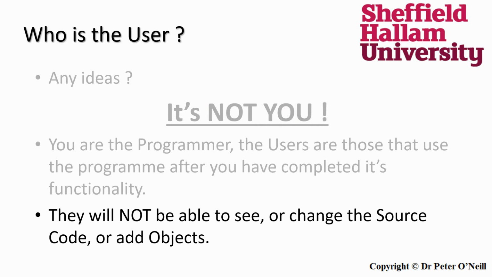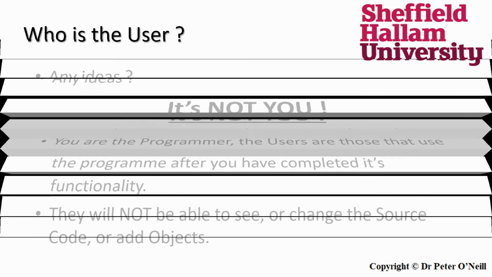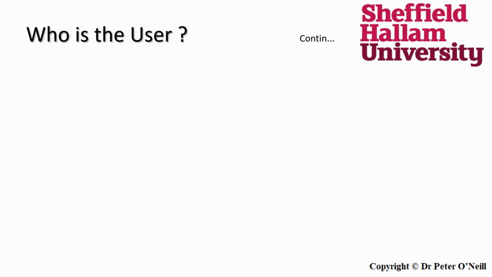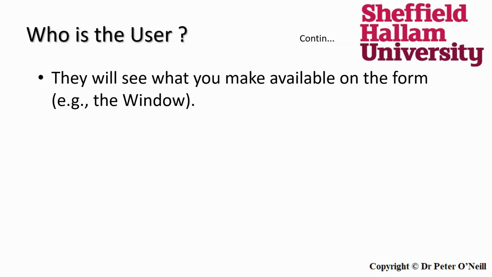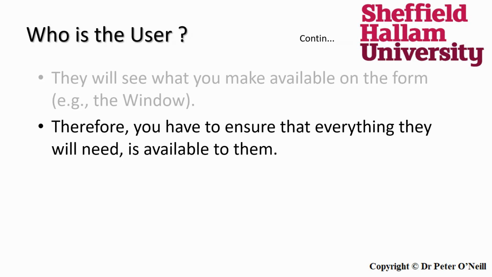They will not be able to see or change the source code. Only you can see that. They can't add objects, they can't add a text box if they wish, or add a scroll bar if they wish. They can do none of that. They're given what you give them, and that is it. So, as far as the user is concerned, they will see what you make available on the form to them, e.g., what's in your window. Therefore, you have to ensure that everything they will need is available to them.